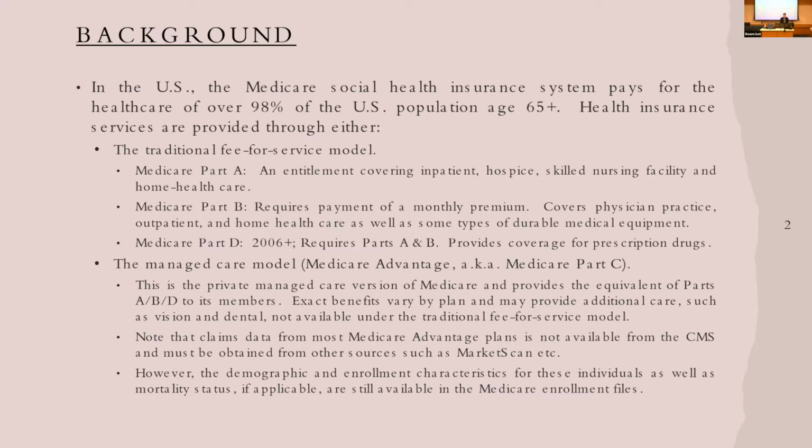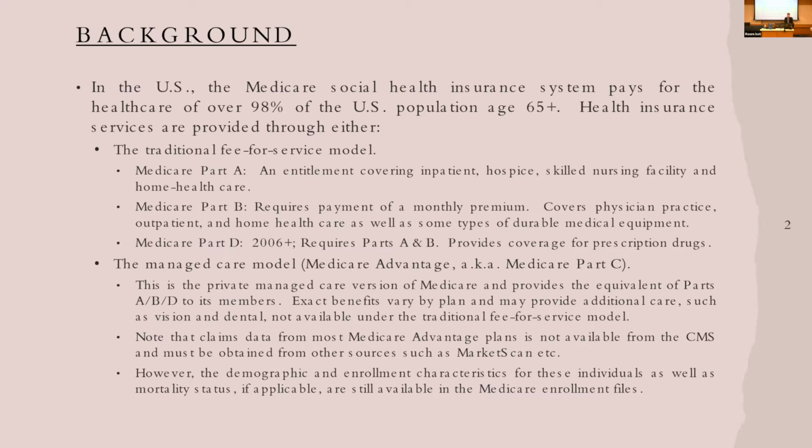But it exists. And finally, we have Medicare Part D. It's available from 2006 onwards. It requires Parts A and B in order to qualify, and this requirement will actually translate into some data artifacts. We'll see it a little later in the presentation, just something to keep in mind. This provides coverage for prescription drugs.